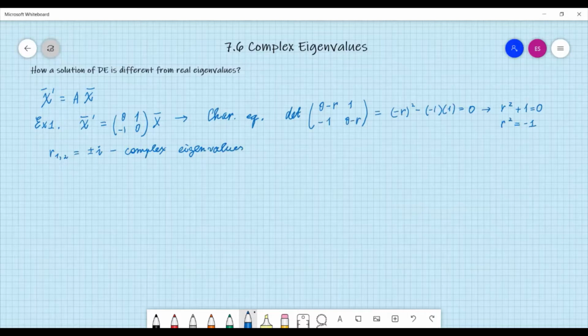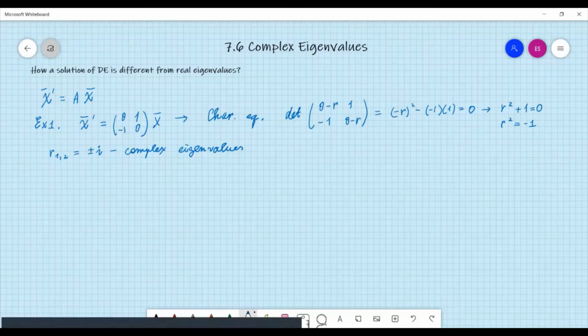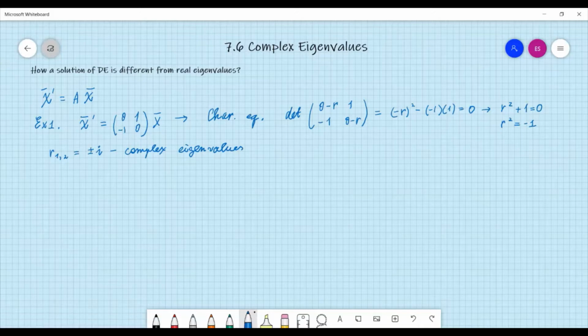Now, normally for real eigenvalues, we take the first one, plug it into the matrix, find the eigenvector, and multiply the eigenvector by an exponential function with this eigenvalue, and that's going to produce our first solution, right? And then we repeat the procedure for the second eigenvalue and find the second solution. We combine them together and get our final general solution, right? What is going to be the difference here?